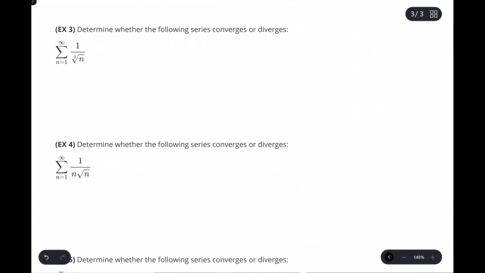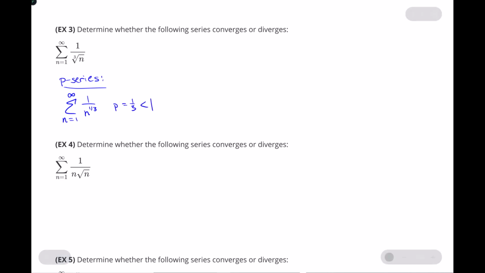So for instance, this next example, determine whether the following series converges or diverges. Well, if we can apply a p-series test, then that's great because it's a very easy test to apply. All right, so this could be rewritten as a series as n equals 1 to infinity of 1 over n to the 1/3 power. So that means p is equal to 1/3, which is less than 1.